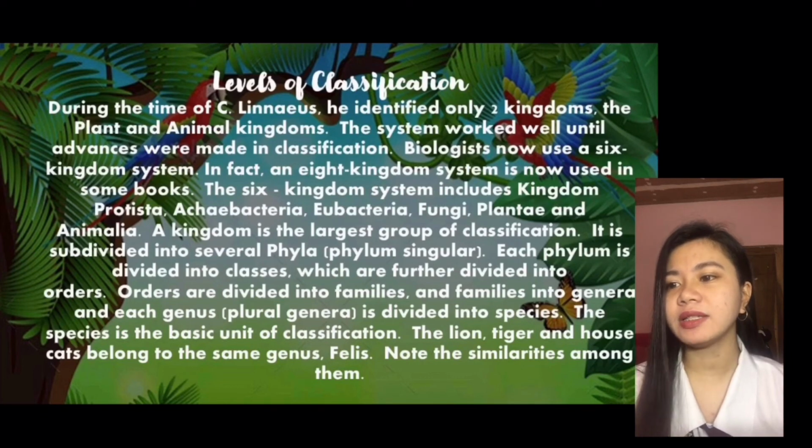A kingdom is the largest group of classification. It is subdivided into several phyla. Each phylum is divided into classes, which are further divided into orders. Orders are divided into families, and families into genera, and each genus is divided into species. The species is the basic unit of classification. The lion, tiger, and house cats belong to the same genus Felis. Note the similarities among them.